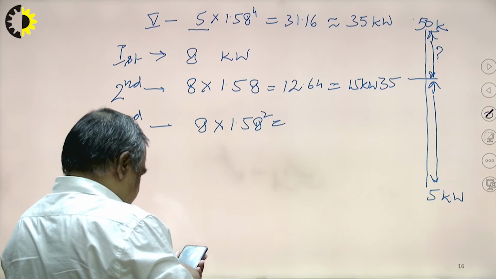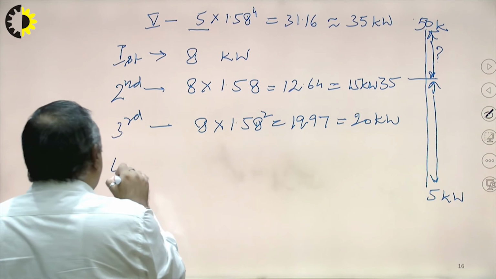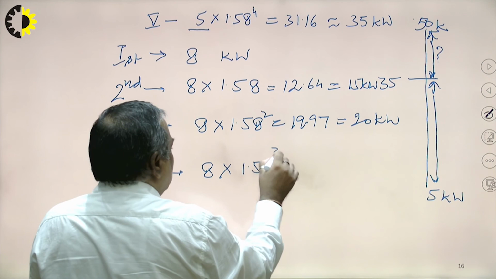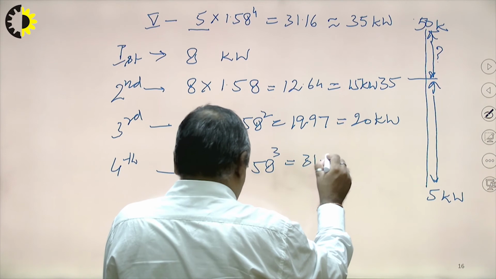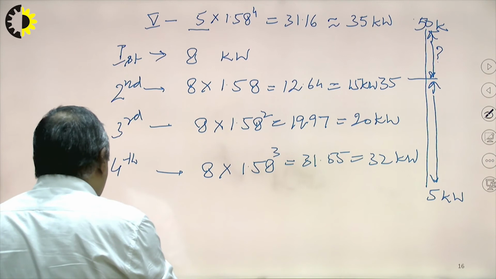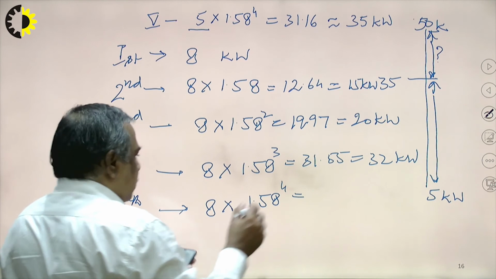This is 19.97. That is equal to 20 kilowatt. Then fourth model is 8 multiplied by 1.58 cube, equals 31.55, that is equal to 32 kilowatt. And fifth model will be 8 multiplied by 1.58 to the power 4, is 49.85. This is 50 kilowatt.